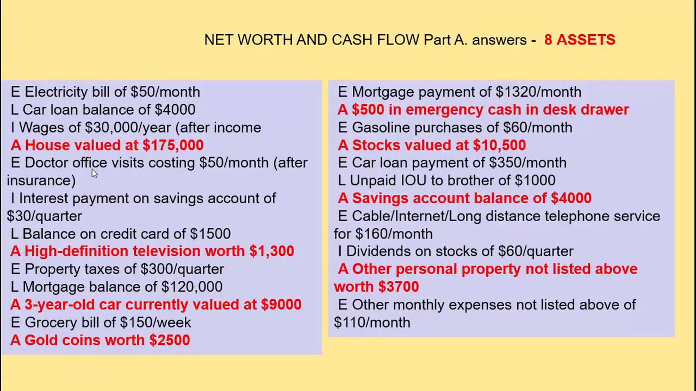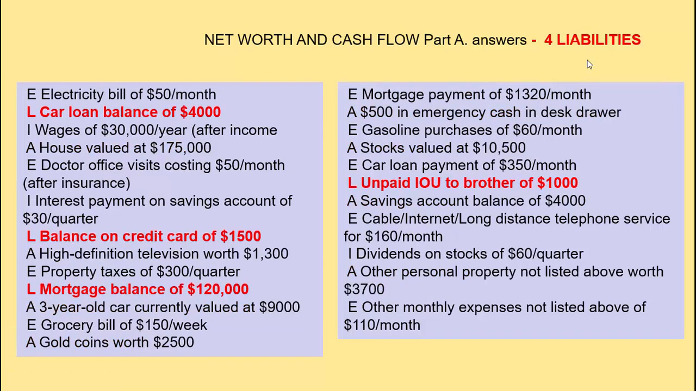First thing I asked you to do was look at that list and pick out the assets. And there are 8 assets. And the 8 assets are the house valued at $175,000, high definition TV worth $1,300, 3-year-old car valued at $9,000, gold coins worth $2,500, $500 in emergency cash in the desk drawer, stocks valued at $10,500, savings account balance of $4,000, and other personal property not listed above worth $3,700. So those are the 8 assets.